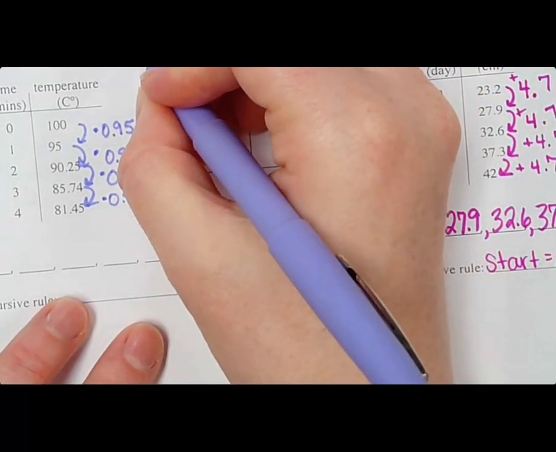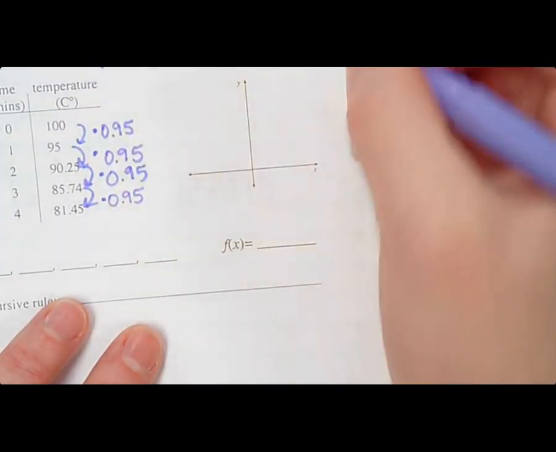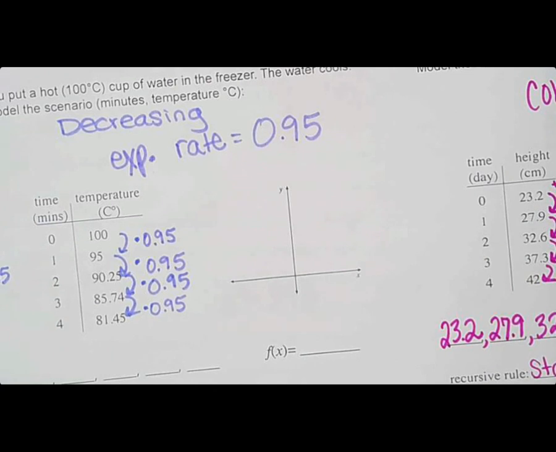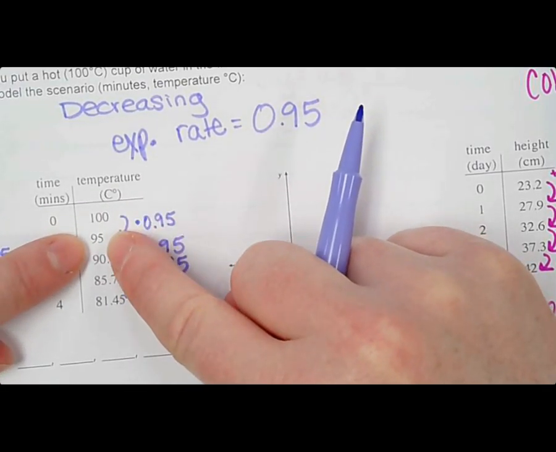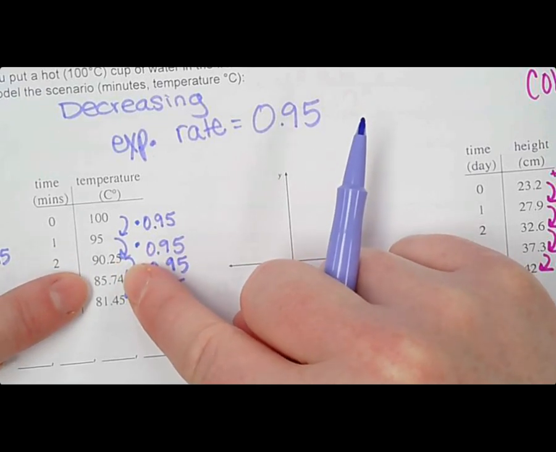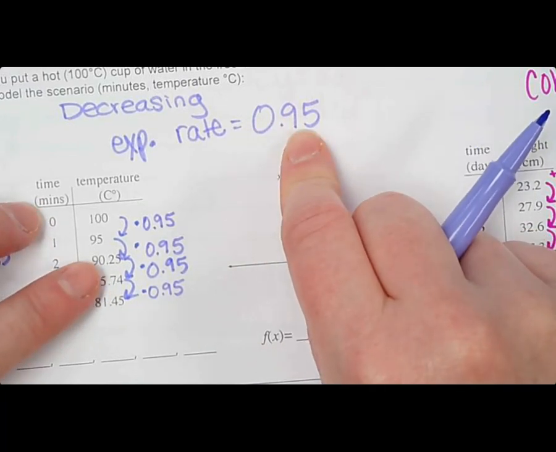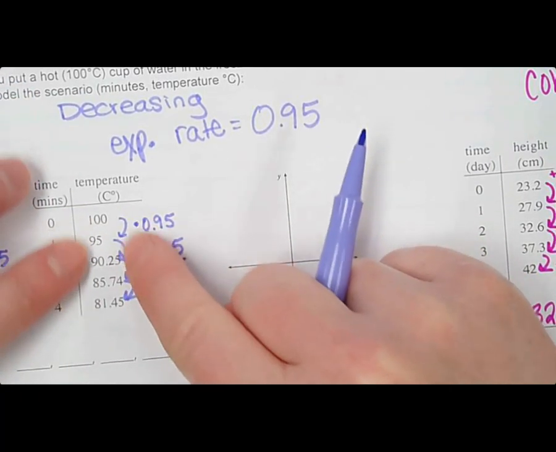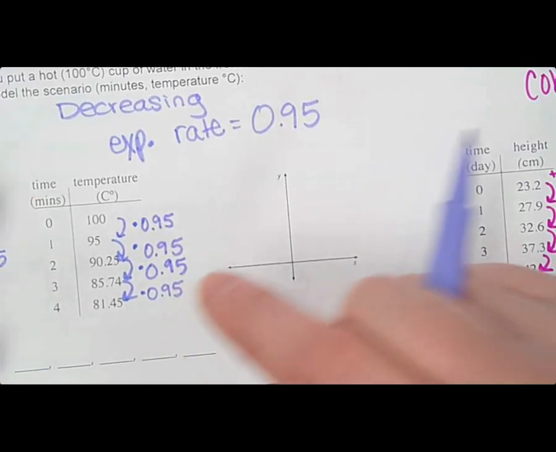So what does that mean our rate is? So let's say the exponential rate is 0.95. So it's not 1. 1 would be the same, but it's a little below 1. So if it's a little below 1, what's happening to the temperature? If the exponential rate is less than 1, then your temperature is decreasing. So it's 95% of what it was.